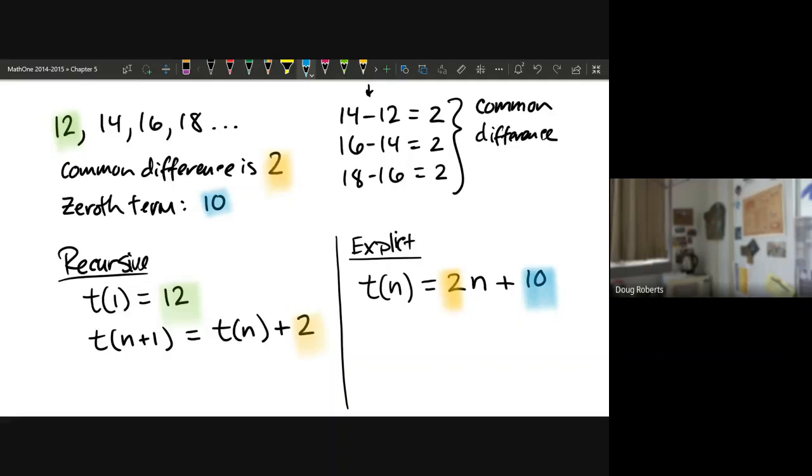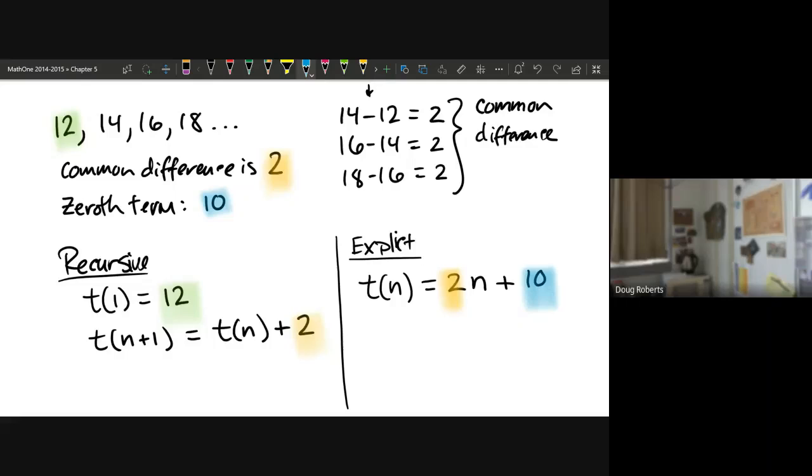This is my common difference. By the way, the reason I'm using multiplication here is to show that I keep adding 2. If I wanted to add 1 two, it would be 1 times 2. If I wanted to add 2 twos, 2 times 2. If I wanted to add 3 twos, 2 plus 2 plus 2, that's just 2 times 3. See what I'm saying? So this shows repeated addition of the number 2.